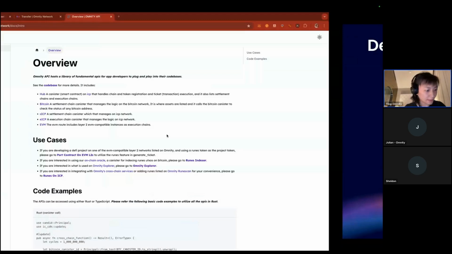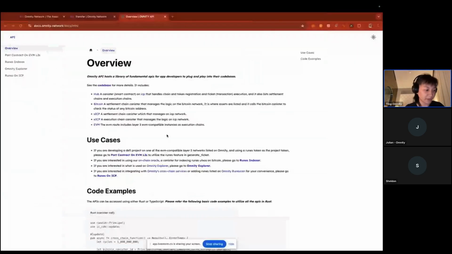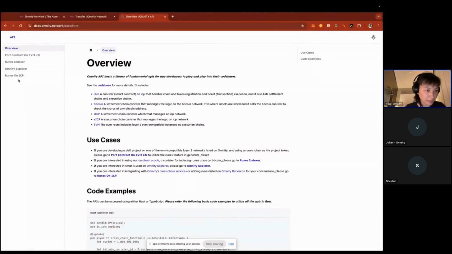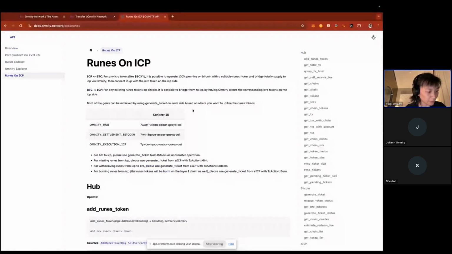Okay, but before we jump into the demo, I would like to introduce our API documents, the place to go if you want to integrate our service. What I would like to show you now is how you, as an ICP developer, can explore what you can do with the APIs here. Yeah, so we're on the right page.